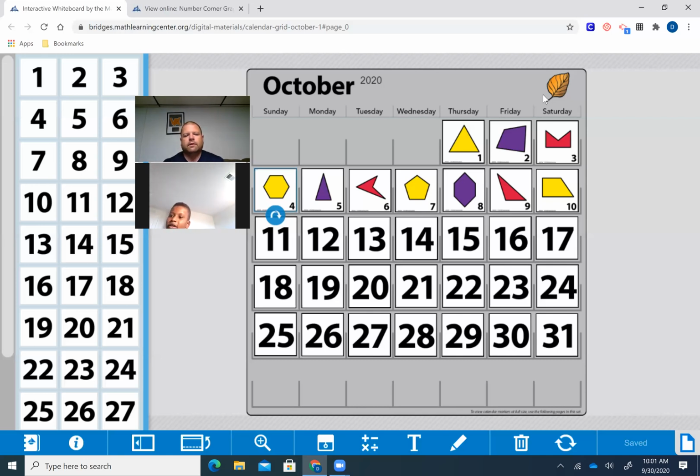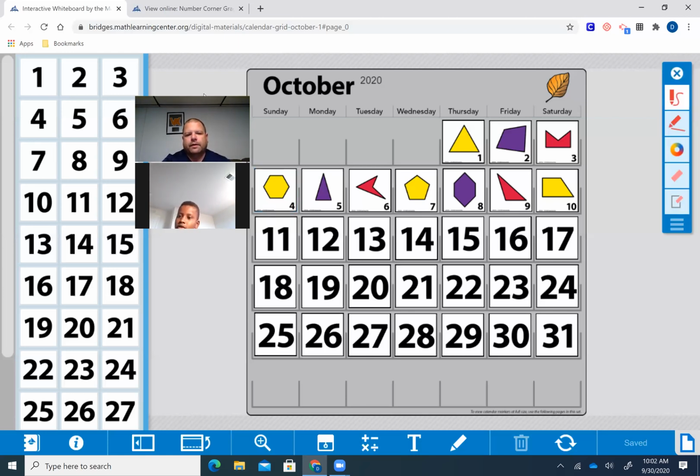I see the first one is yellow. Okay. The next one is on the fifth, it is purple. Okay. And on the ninth it is a triangle, a red. Okay, so you've noticed that the triangle is 1, 5, and 3. So how many sides does a triangle have? 3. So this had 3, right? And how many sides does this shape have here?